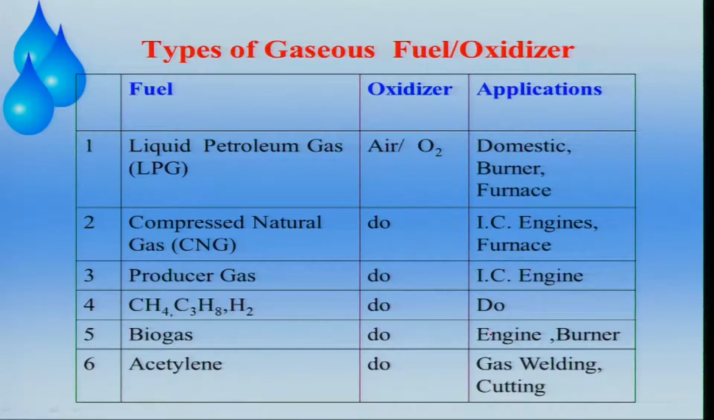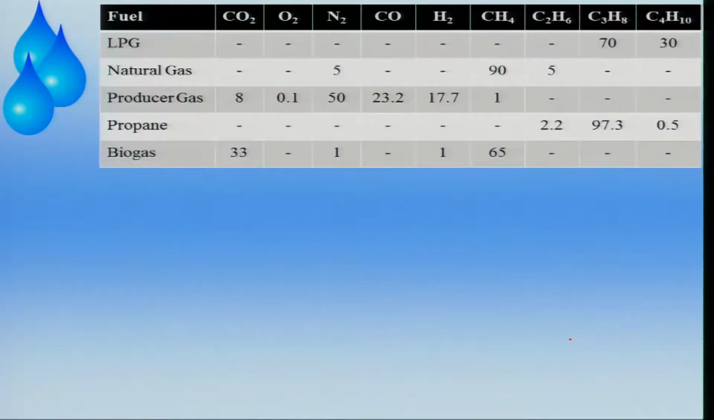So, biogas, which is being used in engines and burners, and acetylene, which we use for gas welding, cutting and other things. So, let us look at what the constituents of the 5 fuels I have shown here are. You can see LPG, which contains propane 70% and butane 30%. Keep in mind all data given in this table are in percentage.